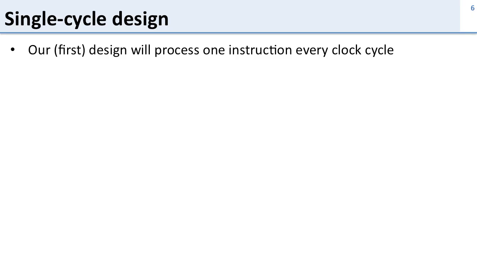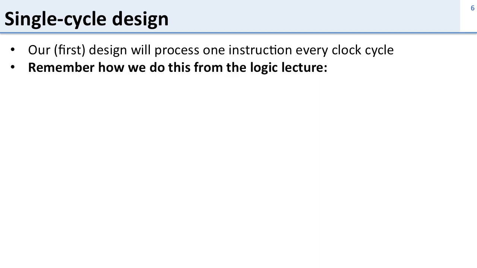Now, the first design we're going to do is going to be a single cycle design. That is, every instruction is going to be done in one clock cycle, or we're going to have one clock cycle per instruction. This will simplify things, but it's not going to be high performance. We're going to talk about in the next lecture how we pipeline the processor to get higher performance.